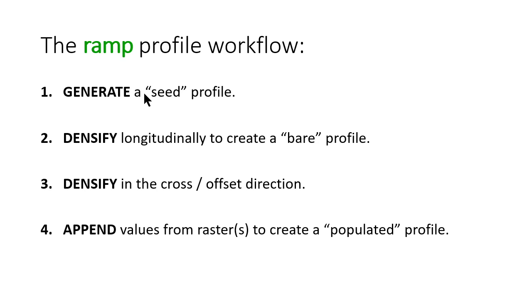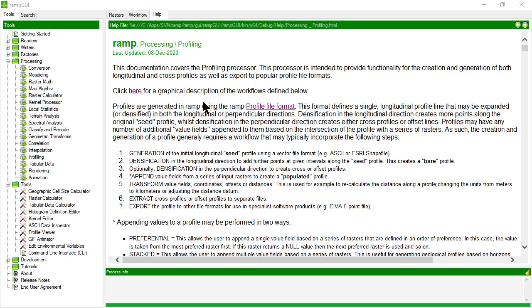So we're going to use the same basic workflow that we've used before. That's generating a seed profile, densifying that profile, and then finally appending values to it. So this is going to be no different. We're going to follow that particular workflow. Before we start the profiling processor and executing the workflow, we need to prepare the raster data sets that we're going to use as input. Let's do that now.